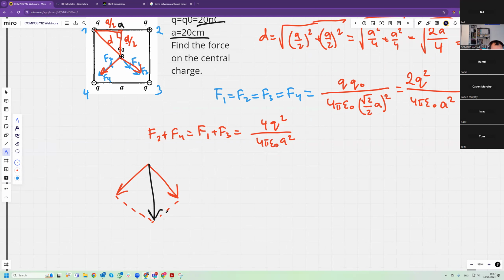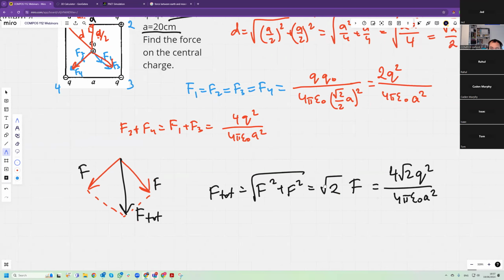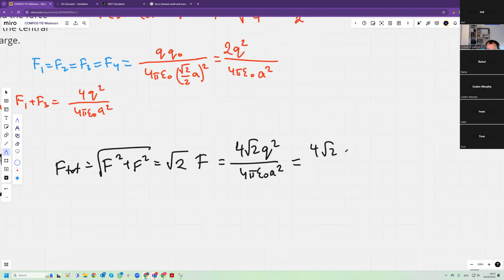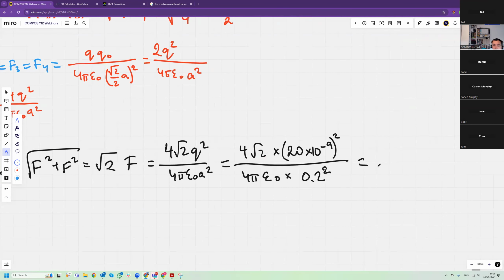The resultant force, F total, is equal to the square root of F squared plus F squared, which is square root of 2 times F, which is 4 square root of 2 Q squared divided by 4 pi epsilon 0 A squared. And now we can work that out. So it's 4 square root of 2 multiplied by Q, which is 20 times 10 to the minus 9 coulombs squared, 20 nanocoulombs, divided by 4 pi epsilon 0 multiplied by A squared, which is 0.2, 20 centimeters, squared. I hope I've done everything correct.